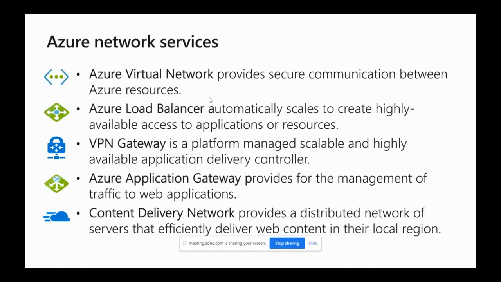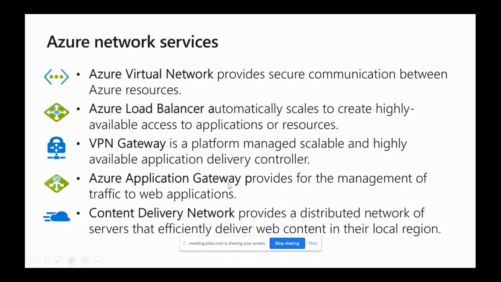A load balancer is basically used to balance the load. As we said, if you have a web app behind a load balancer, the user will first come to the load balancer, and the load balancer will divide the load. VPN gateway is a gateway between your on-premises network and Azure. If you want to securely connect on-premises to Azure, we use VPN gateway.